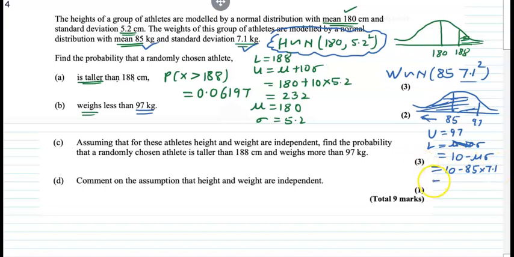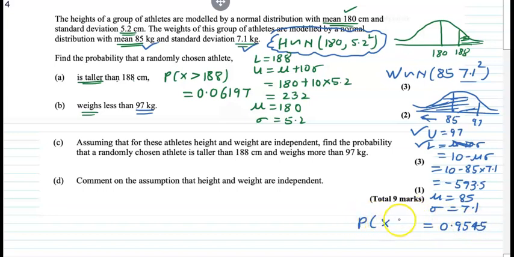If we simplify, we get minus 593.5. So this is the upper value, this is the lower value, mu is 85, sigma is 7.1, and once we press enter we get the value 0.9545. This is the value when x is less than 97, and we are talking about weight here. So A done, B done.